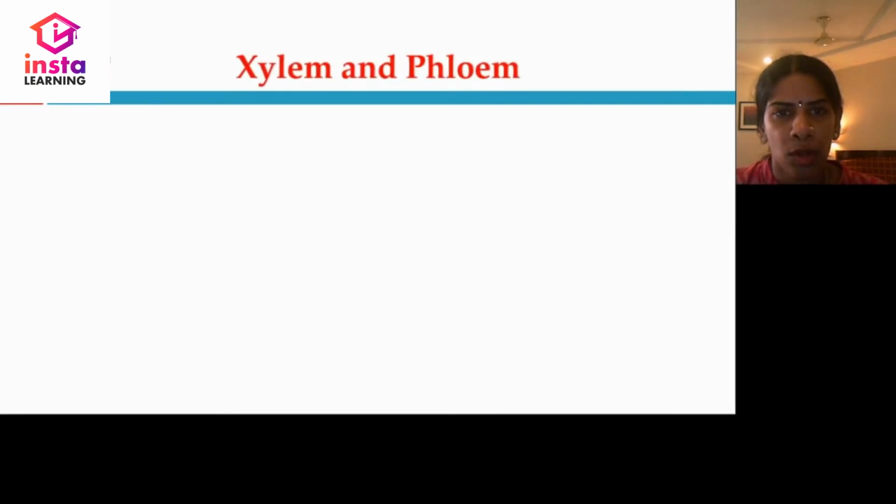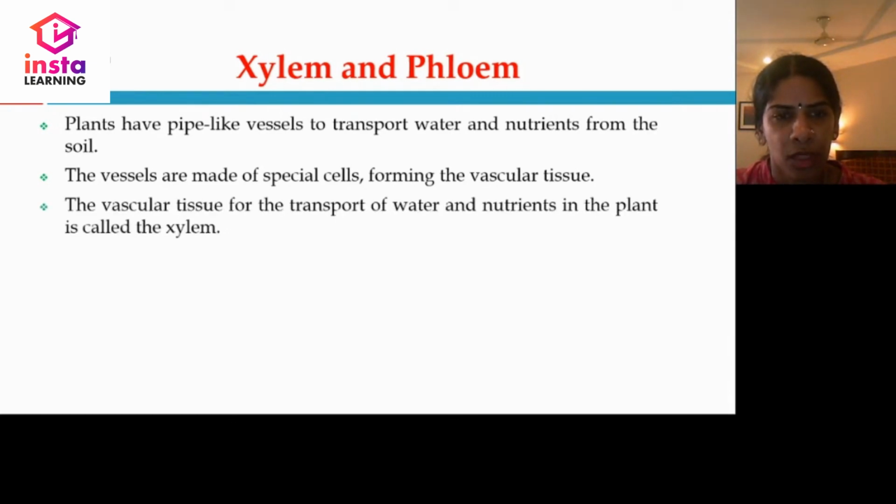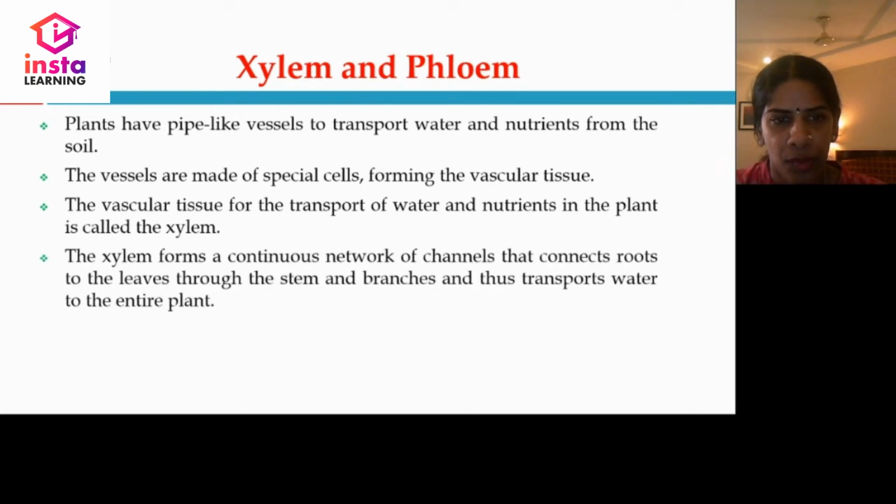Let us now learn about xylem and the phloem elements present in the plant. Plants have pipe-like vessels to transport water and nutrients from the soil. The vessels are made up of special cells forming vascular tissue. The vascular tissue that helps in the transport of water and nutrients in the plant is known as xylem. The xylem forms a continuous network of channels connecting roots to the leaves through the stem and branches. This helps in transporting the water to the entire plant.